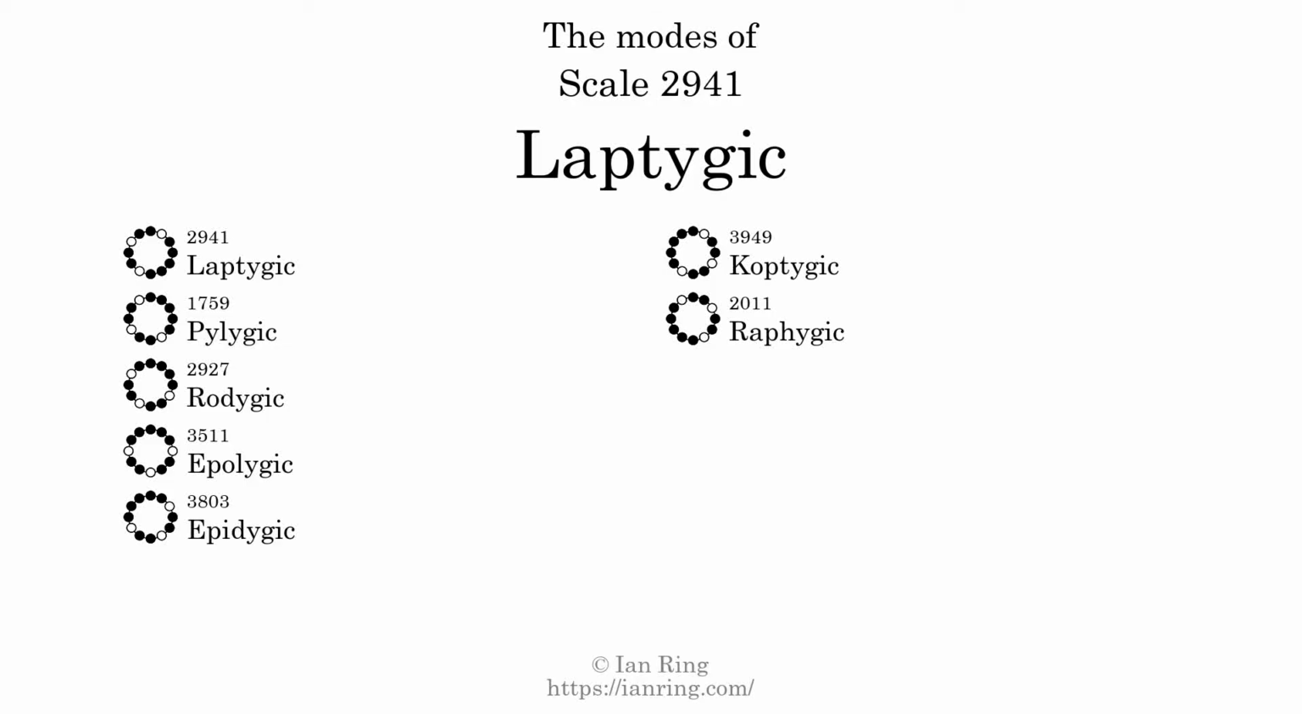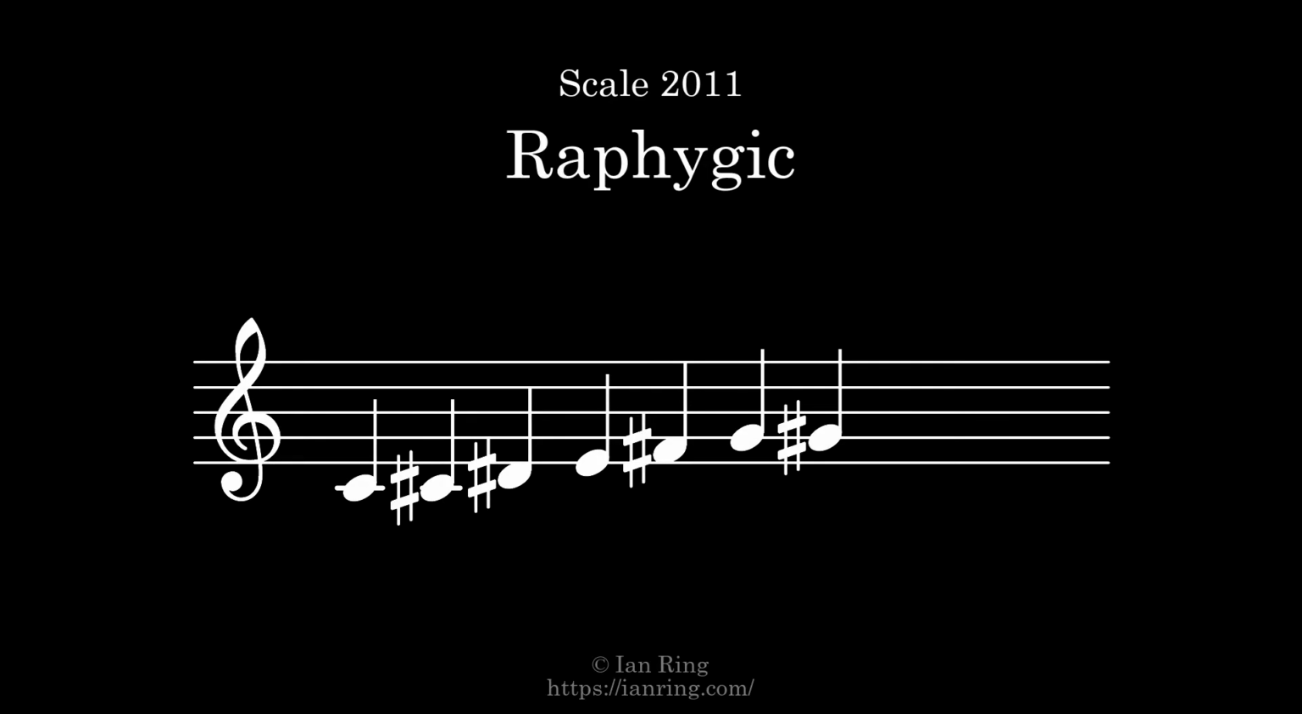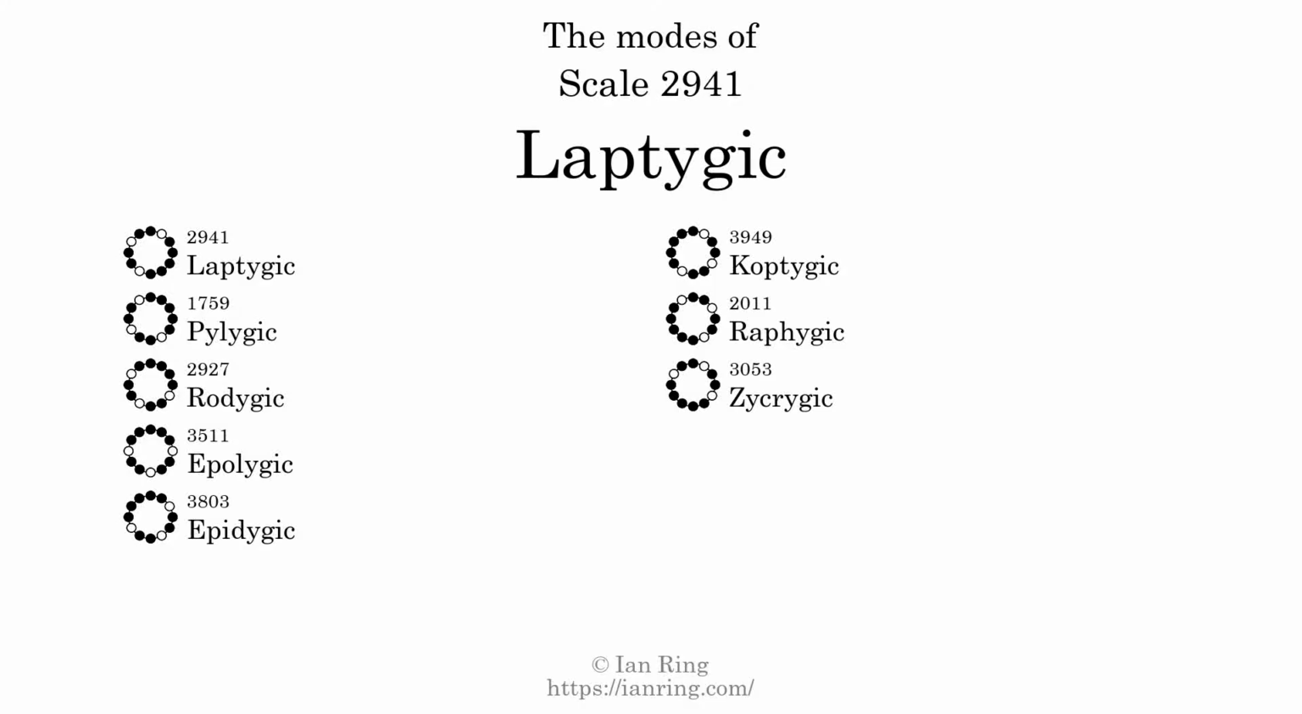The seventh mode is scale 2011, also known as Laptygic. It sounds like this. The eighth mode is scale 3053, also known as Laptygic. It sounds like this.